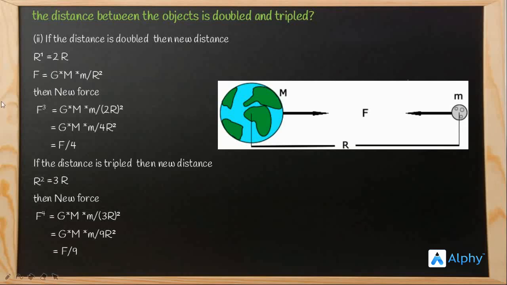So R, that is the distance, and force are inversely proportional to each other. That means if the distance increases, the force decreases. And if the distance decreases, then the force will increase. So when the distance becomes double, the force becomes 1/4 of its initial value, and when the distance is tripled, then the new force becomes 1/9 of the initial force. That is, it is decreasing by a lot.